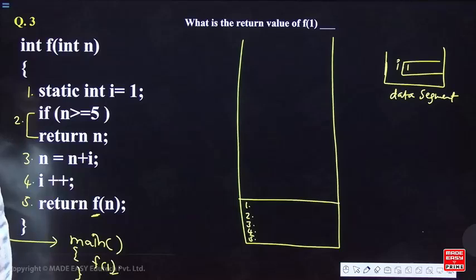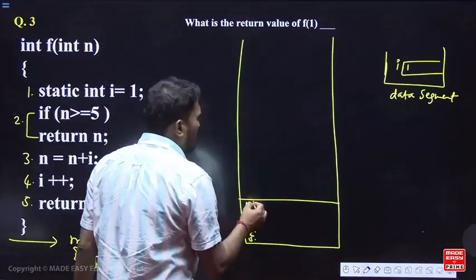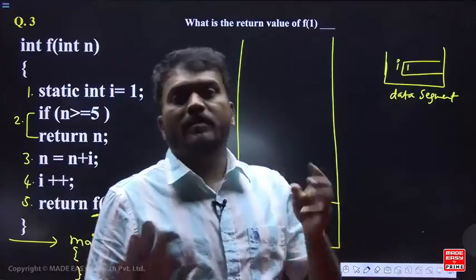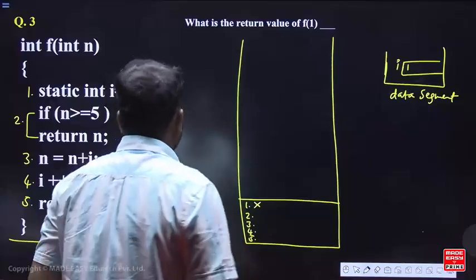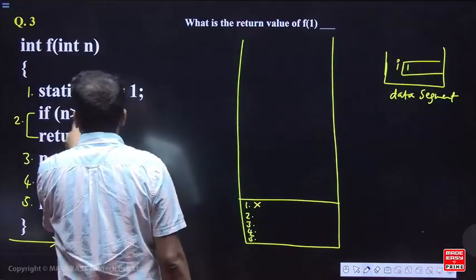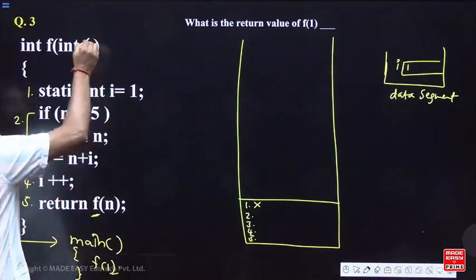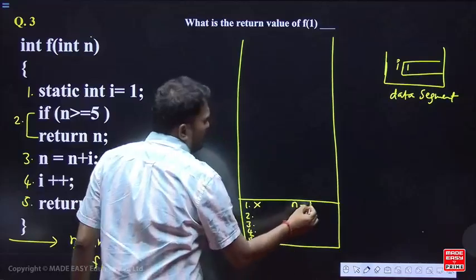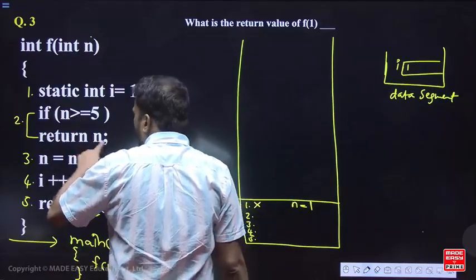Now tell me, what is the first statement? Static. Static देखते ही क्या करेगा? Just by looking at static, it will say skip, because it assumes static means memory is already allocated at compile time. It is not my job, so it will simply ignore that. And next, if n greater than or equal to 5. Now tell me, first time you are calling f of 1. What is the n value received here? N value received is 1. Now if n greater than or equal to 5, return n.